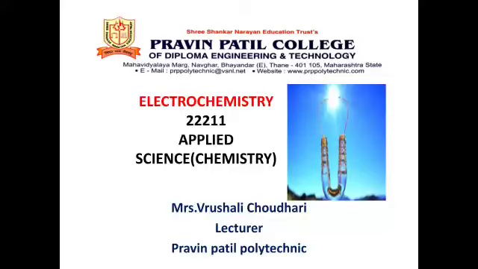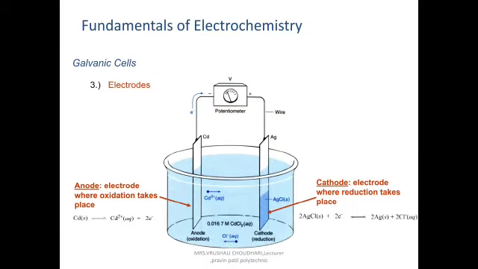We are learning electrochemistry under subject code 22211 for applied science chemistry. What is electrochemistry? The conversion of electric energy into chemical energy and chemical energy into electrical energy is called electrochemistry. How it takes place, that we are going to learn today.